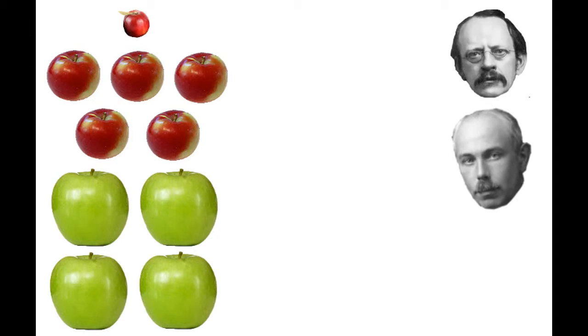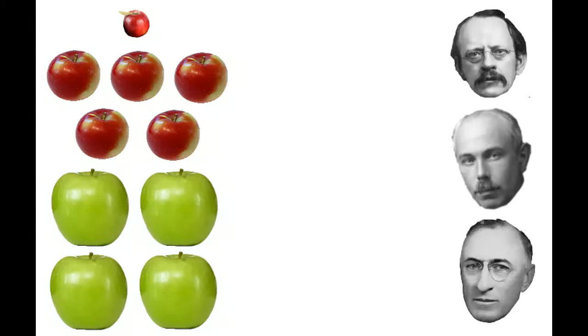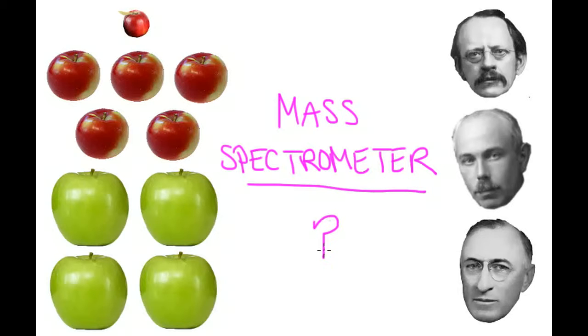However, when it comes to atoms, it's a bit of a different story, since they're much smaller and harder to count. But, thanks to a few genius scientists like Thomson, Aston, and Dempster, a way to determine the relative abundance of the isotopes of an element was developed: the mass spectrometer. So how does this thing work? Well, there are 5 steps.